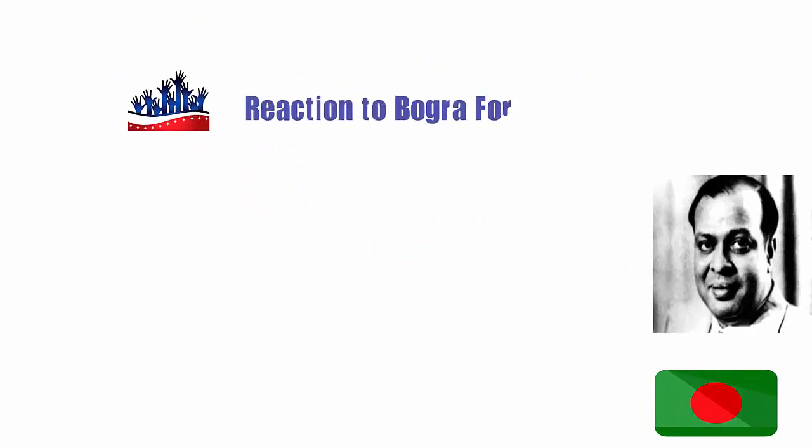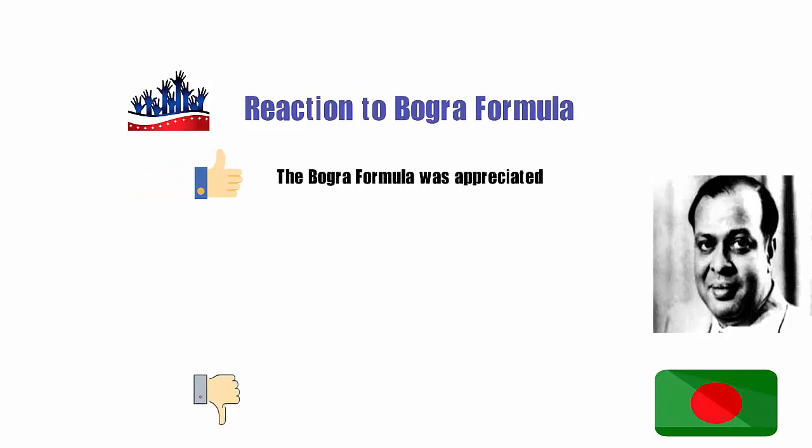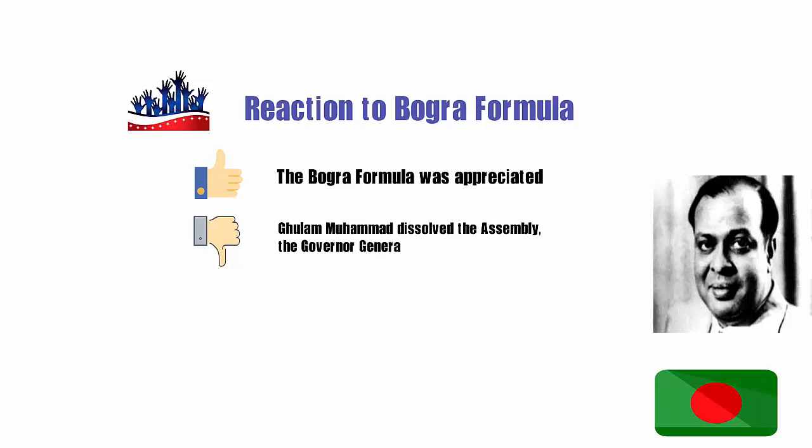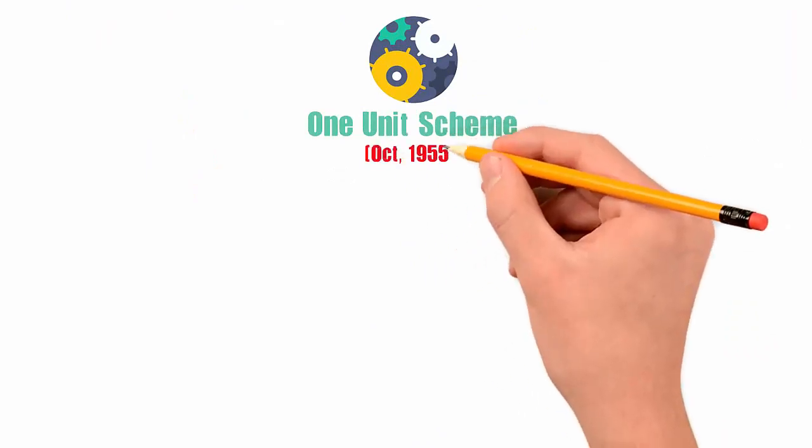Reaction to Bogra Formula. Unlike the two reports of the Basic Principle Committee, the Bogra Formula was appreciated by different sections of the society. However, before the Constitution could be finalized, Ghulam Muhammad, who was the Governor General of Pakistan, dissolved the Assembly.